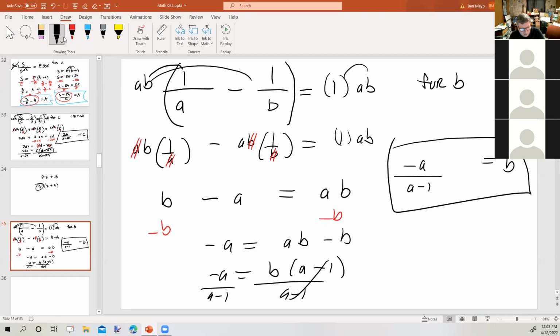Basically, it's the same problem, only there's only 3 terms instead of 4, only 2 variables instead of 3. So it's a little less to deal with, but it's the same idea. Distribute the LCD, get all the terms with the variable we're trying to solve for together, factor that out from the stuff that's left, divide both sides by the stuff that's left. That being the A minus 1.